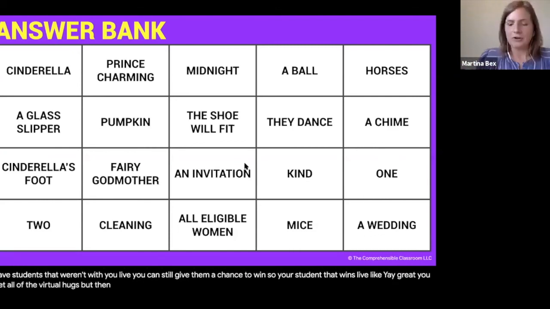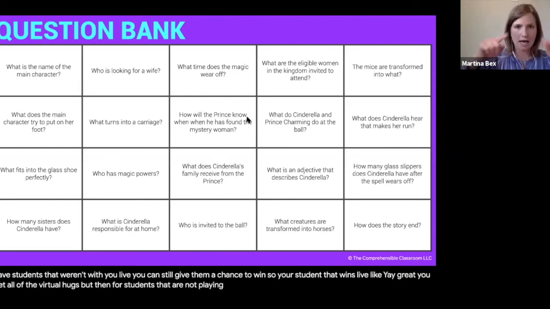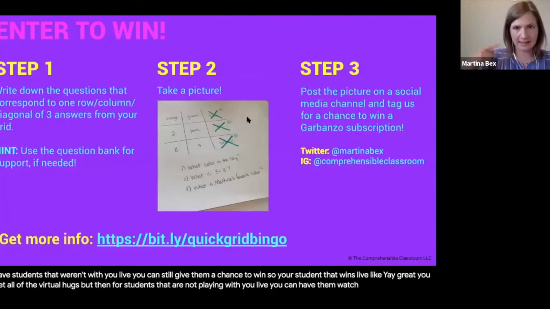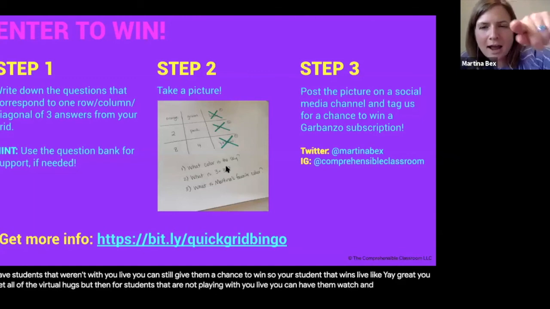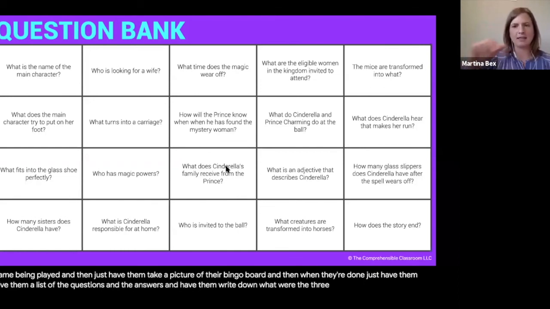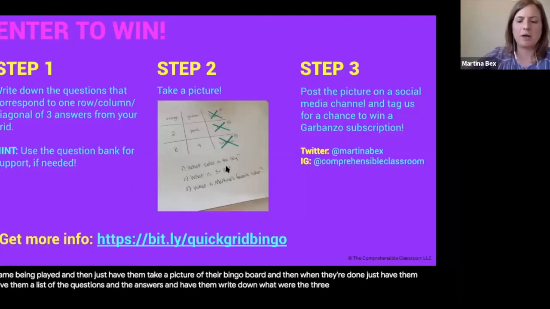But for students that are not playing with you live, you can have them watch and listen to the game being played, and then just have them take a picture of their bingo board. When they're done, give them a list of the questions and the answers, and have them write down the 3 questions that corresponded to 3 of their bingo answers. In this one, it was blue, 6, and yellow, and those were the things that the person marked off. So they wrote down the 3 questions that corresponded to it.